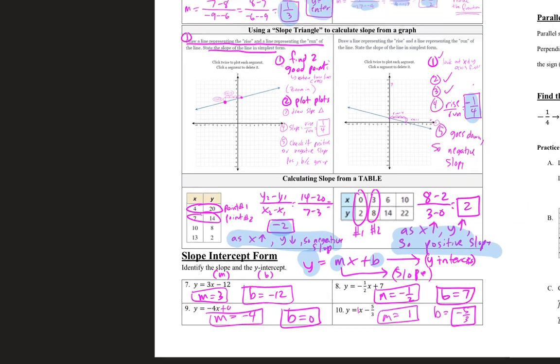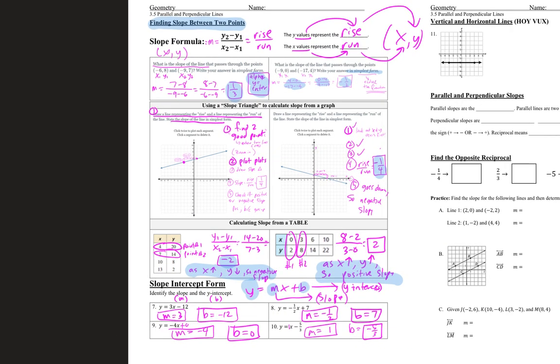Okay, so I showed you how to get the slope from many different forms. If they just give us 2 points, we're going to use the slope formula. If they give us a graph, we're going to draw our slope triangle and find out. If they give us a table, we're going to use our slope formula. If they give us an equation, we're just going to look in front of the x for the slope and at the b for the y-intercept.